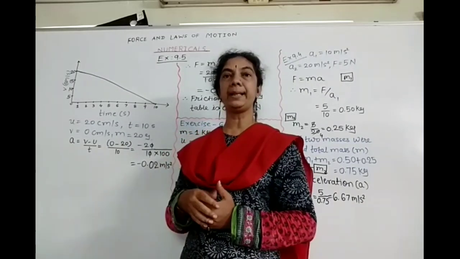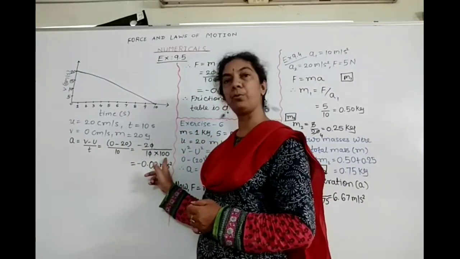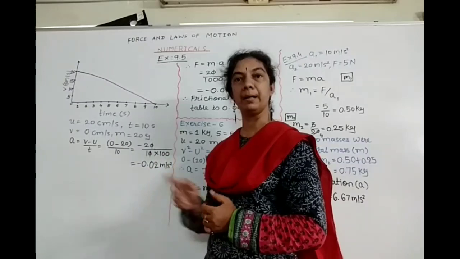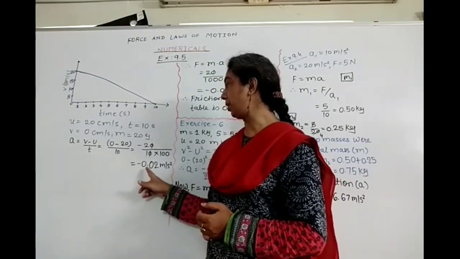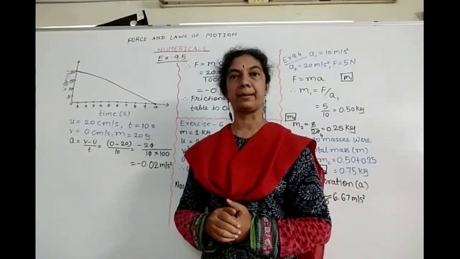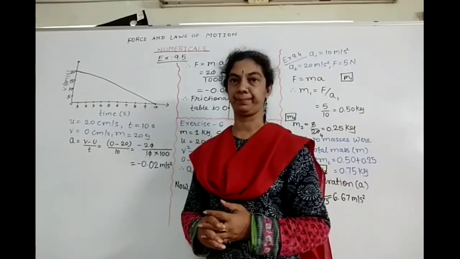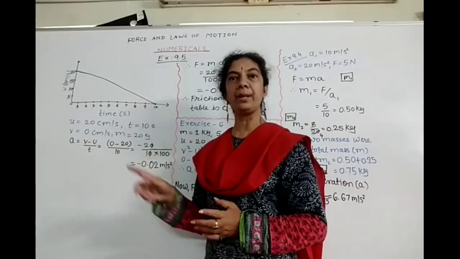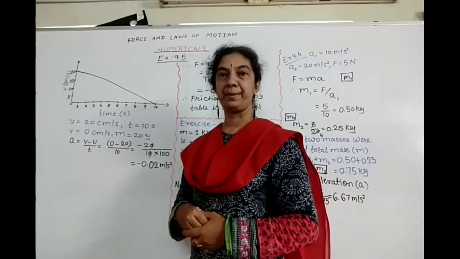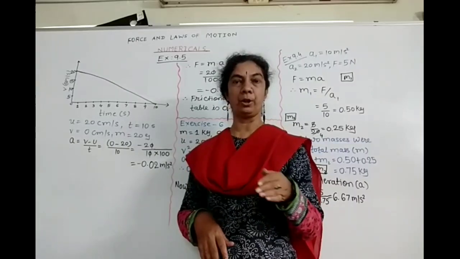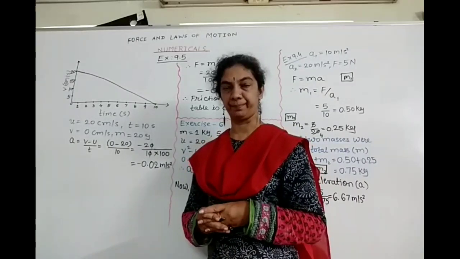And for converting that into meter, we have to divide that answer by 100. So we will get minus 0.2 meter per second square acceleration. This negative acceleration indicates that the speed of the object is reducing.